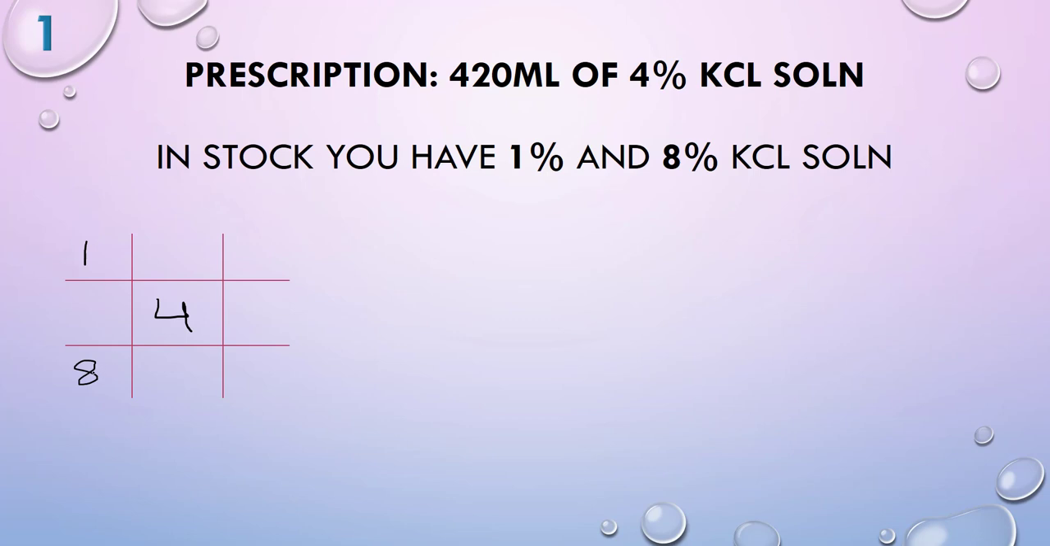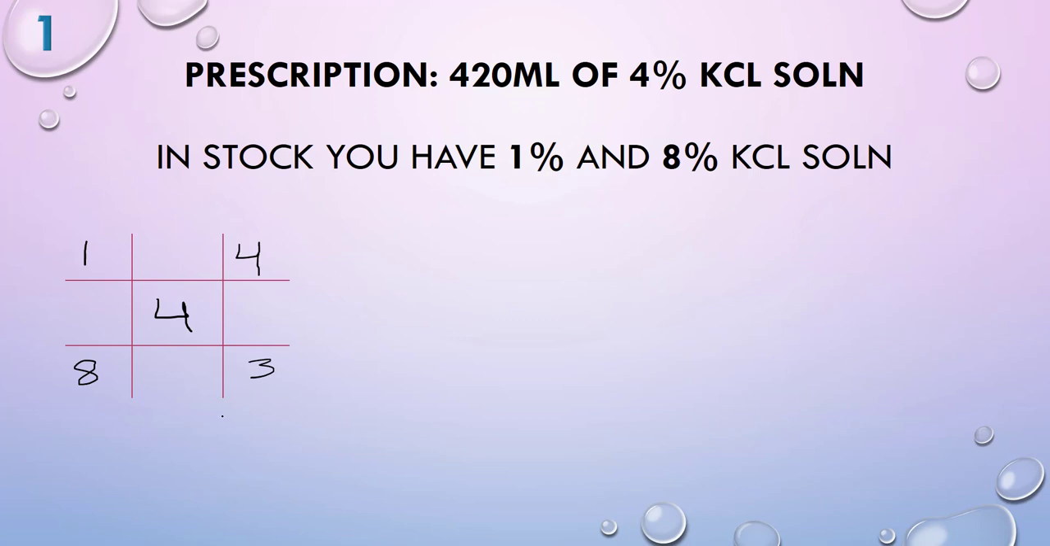What I mean by that is you take 8 minus 4, which gives you 4. And we take 1 minus 4, which gives us 3. Technically speaking, it gives us -3, but we ignore any negatives here. What we now know is that it is 4 parts 1% and 3 parts 8%, which says something but doesn't really tell us what we need to know.